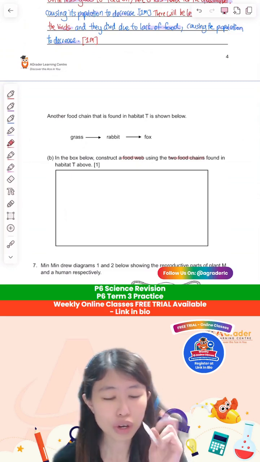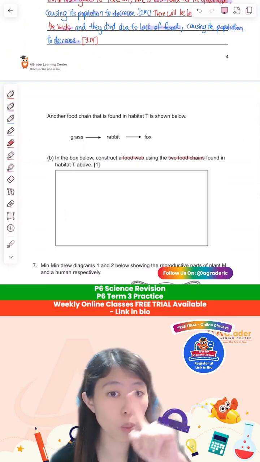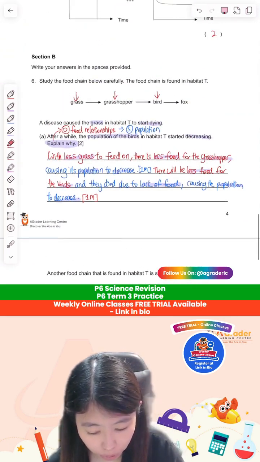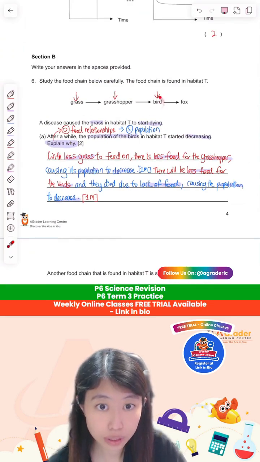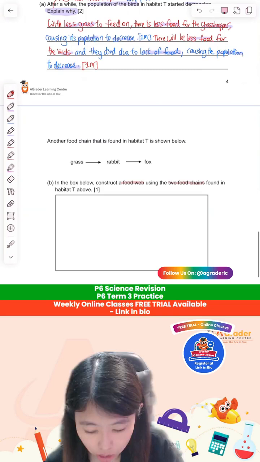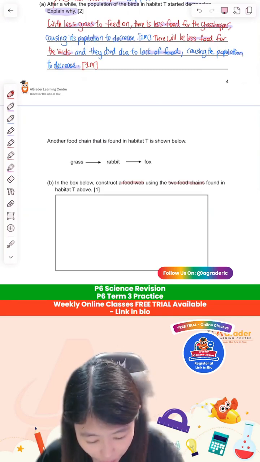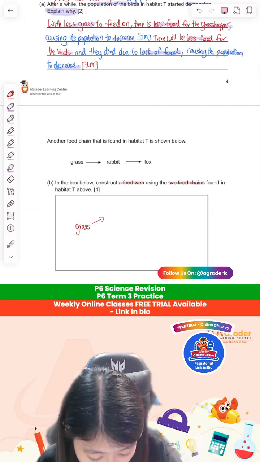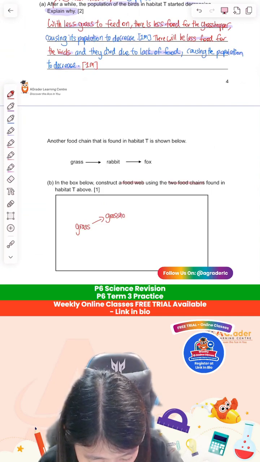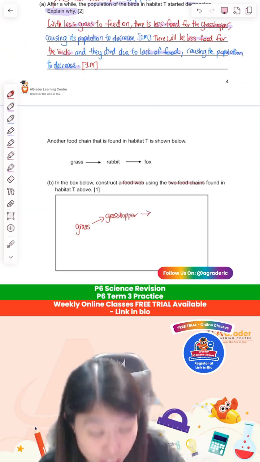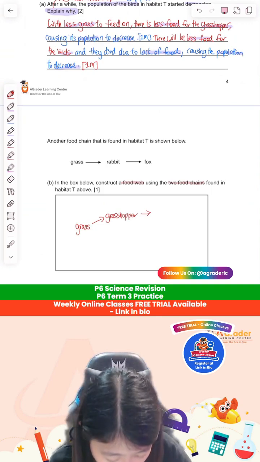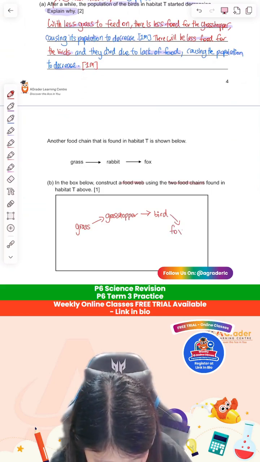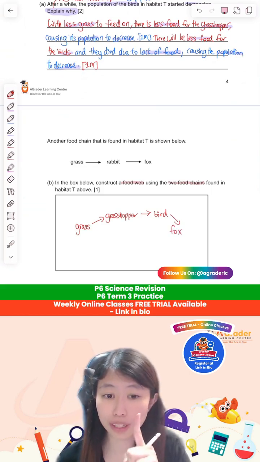I would always like to write one food chain first, so let me write the food chain here into the box. The food chain is grass, arrow to my grasshopper. You can just copy the top food chain. Arrow to the bird, and then arrow to the fox. I'm copying down my first food chain.